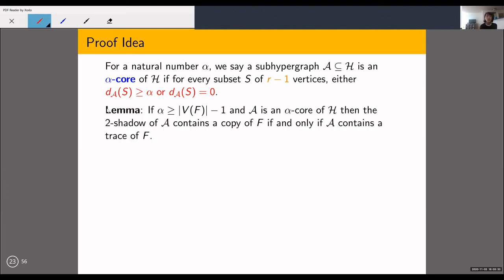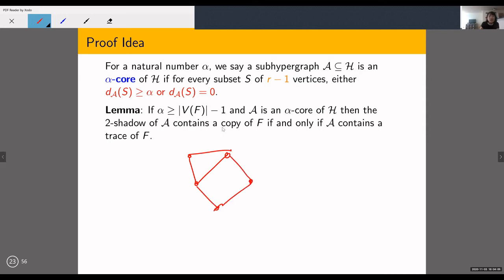All right, so here's a lemma. If we do have an alpha core, where alpha is sufficiently large compared to the number of vertices, then if the 2-shadow of this alpha core, which is a graph, contains a copy of F, then A will also contain a trace of F. Let me draw the proof here. Suppose in my shadow, I have some copy of F. So here's F. And what I want to do is map these to hyperedges in A.